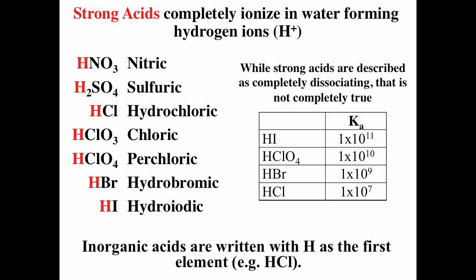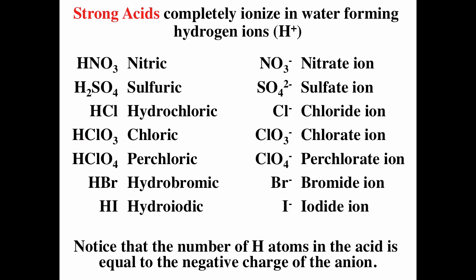Now I said typically we assume strong acids have a Ka that is basically infinite. They are fairly large, they are very large, but they are also very difficult to measure. And here are some Kas of strong acids: 10 to the 11th, 10 to the 10th, 10 to the 9th, 10 to the 7th. But again, typically you'll treat strong acids as completely dissociating, and their constant is basically infinite. The name of the acid is also related to the name of the polyatomic ion. Nitric gives you nitrate, sulfuric gives you sulfate, chloric gives you chlorate, perchloric gives you perchlorate, etc.